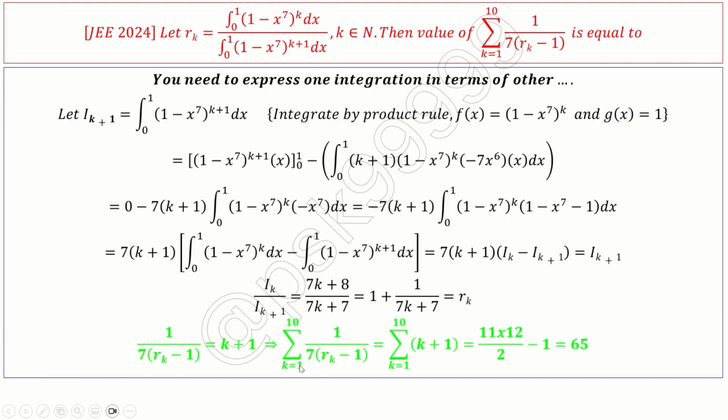So this is nothing but sigma k equal to 1 to 10 of k plus 1, because this is nothing but k plus 1. You just solve it from here. So that is the sum of 2 to 11, which is the sum of 1 to 11 minus 1, since it starts from 2 actually, correct. So minus 1, that is 65 is the answer.